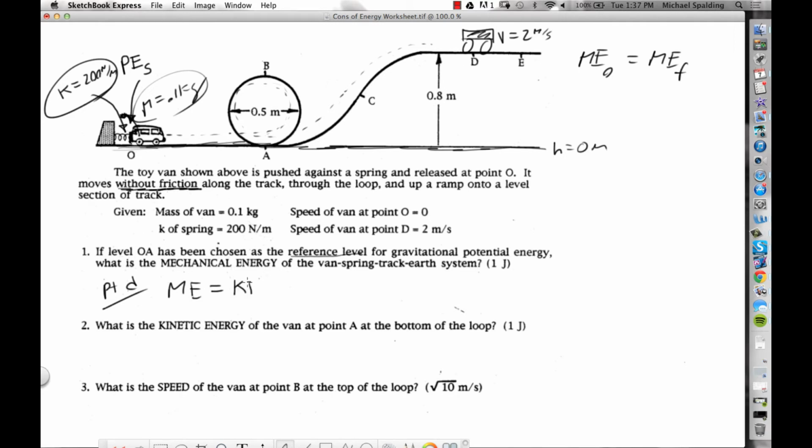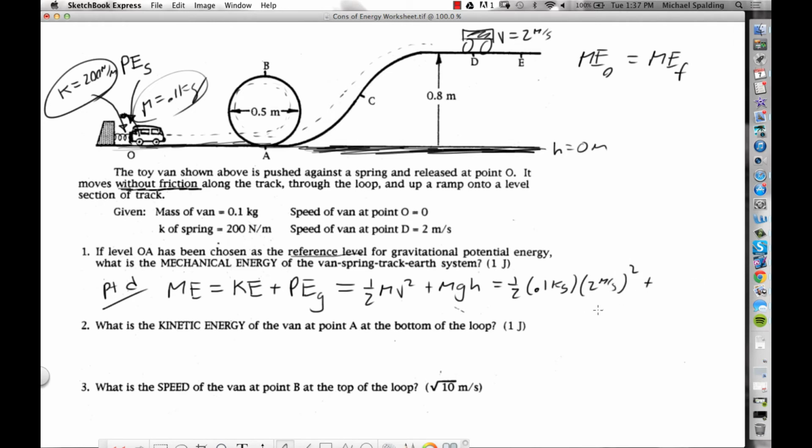Does the van have kinetic at point D? Yes. How? Because it's moving. Does it have potential of gravity? Yes, because it's above the 0 point, right? The 0 point is down here. It's above the 0 point, so it has potential. And is there any spring up there? No spring, so don't even worry about it. All right, so you go 1/2 mv squared plus mgh. So 1/2, the mass is 0.1, velocity is 2. And then plus mgh. 0.1.